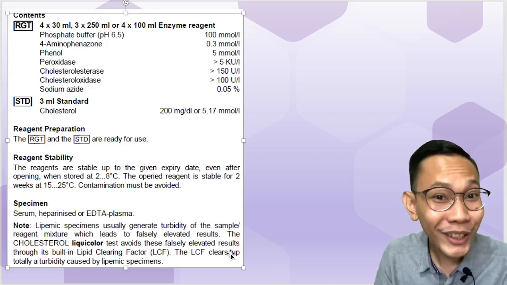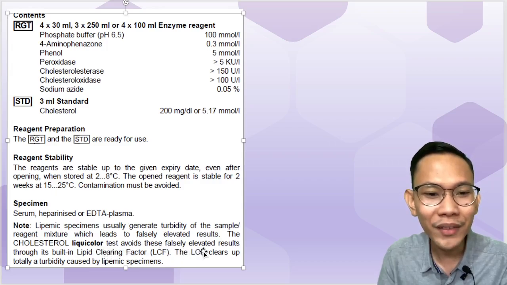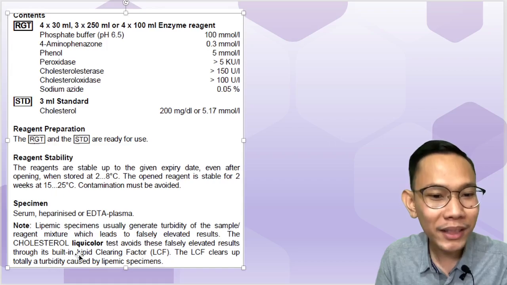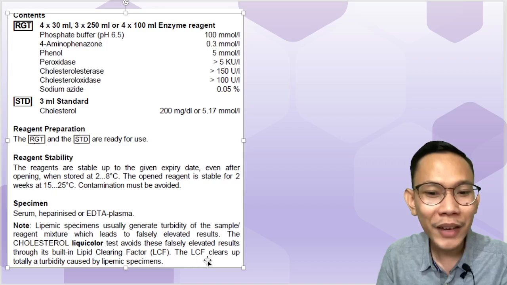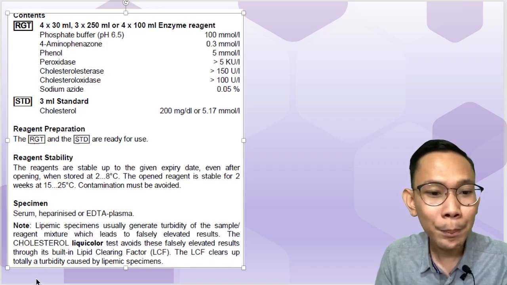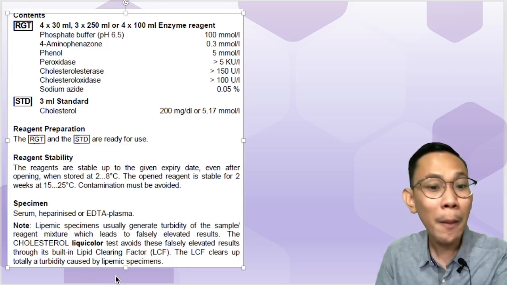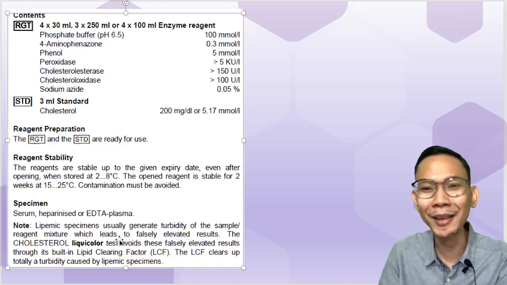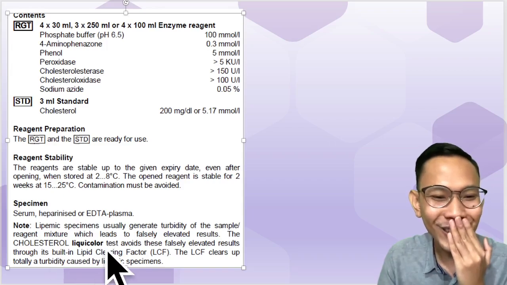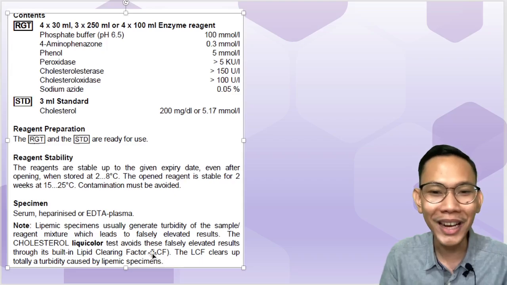Wala, advertise nila ilang reagent, no? The cholesterol liquid color test avoids this falsely elevated result through its built-in lipid clearing factor. The lipid clearing factor clears up totally any turbidity caused by lipemic specimen. So guys, ang product na to may lipid clearing factor. Binasa ko siya para matawa. Talagang nag-promote talaga kasi may lipid clearing factor.